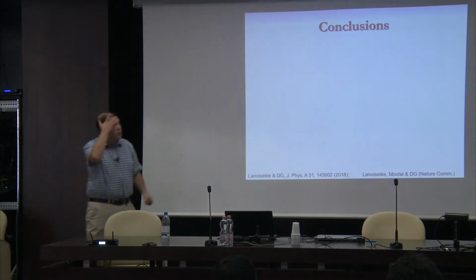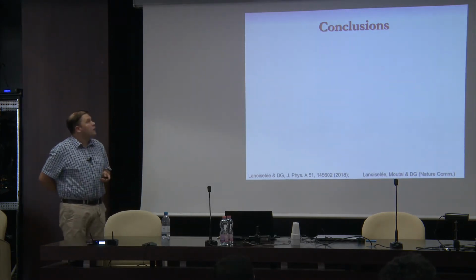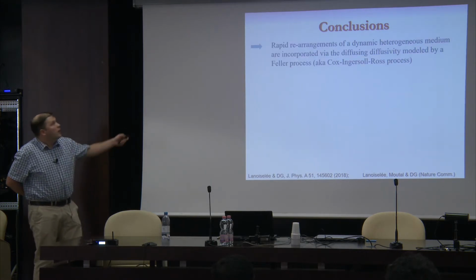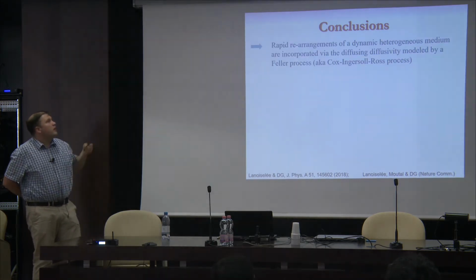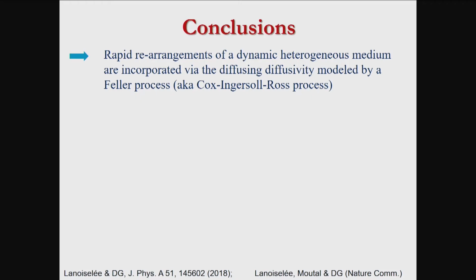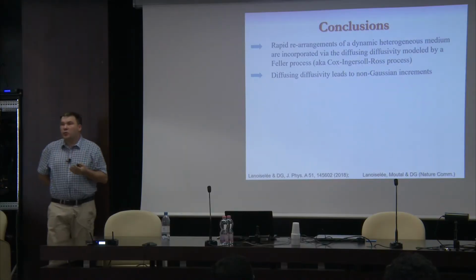Okay, so let me make the conclusions of this work. In this model, we proposed that the rapid rearrangements of the dynamic heterogeneous medium are incorporated via diffusing diffusivity, and we suggested modeling it with the Feller process. The diffusing diffusivity leads to non-Gaussian increments. I think this is an important point because in many experiments done in complex systems, in particular inside cells, non-Gaussian features appear, and in particular this exponential decay with the distance appears quite often.